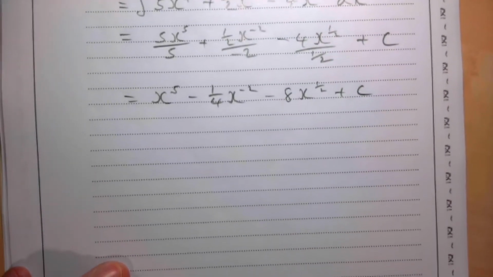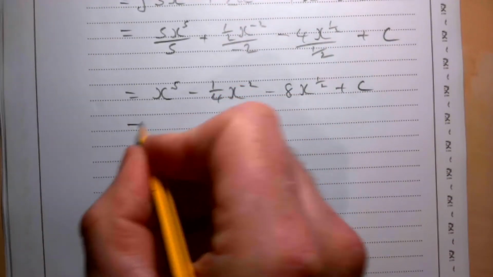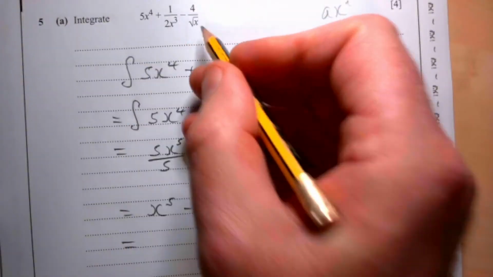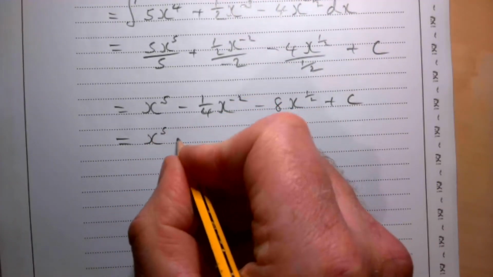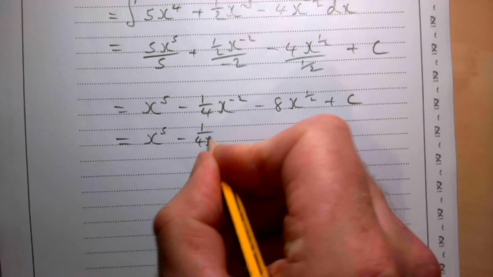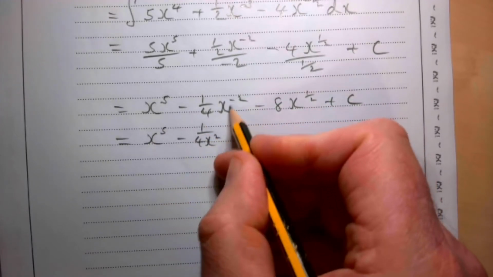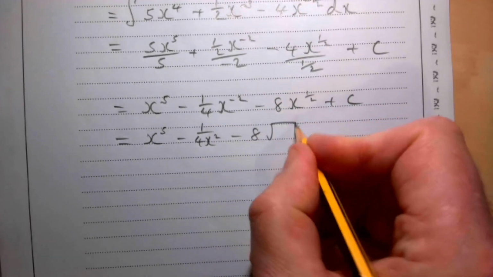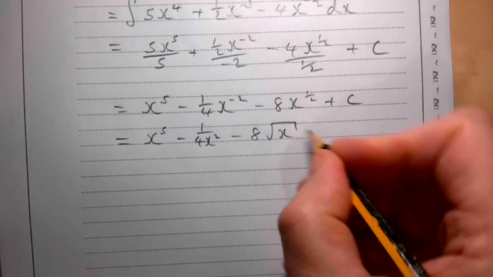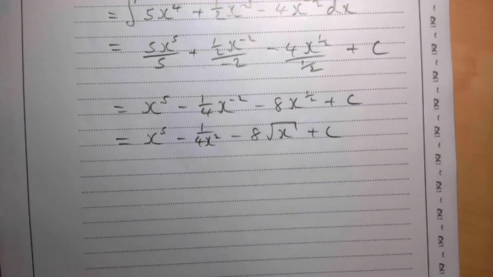I think you might get full marks for that, but we want to put it back in the same form that we had it. So we're going to go x to the power of 5 minus 1 over 4x squared. See what I've done there? Bring the x part back down to the bottom, and then minus 8 root x, because that's the way it was given to us, plus c.